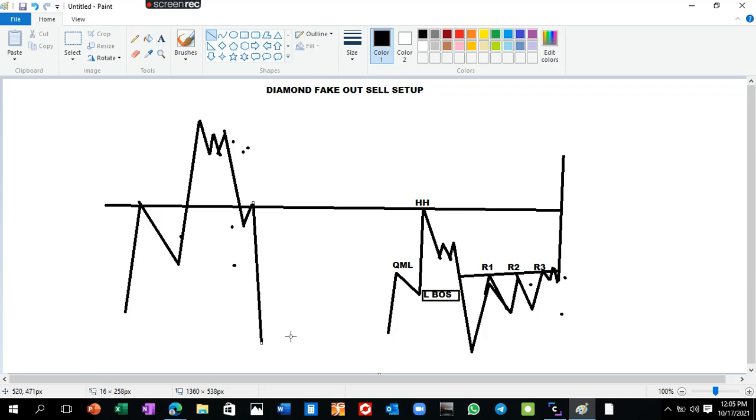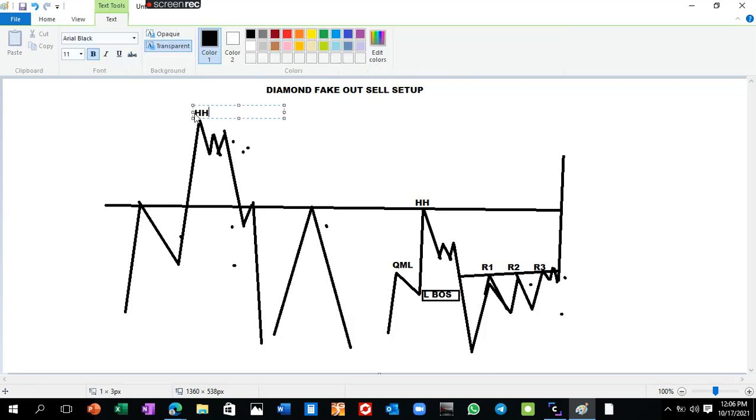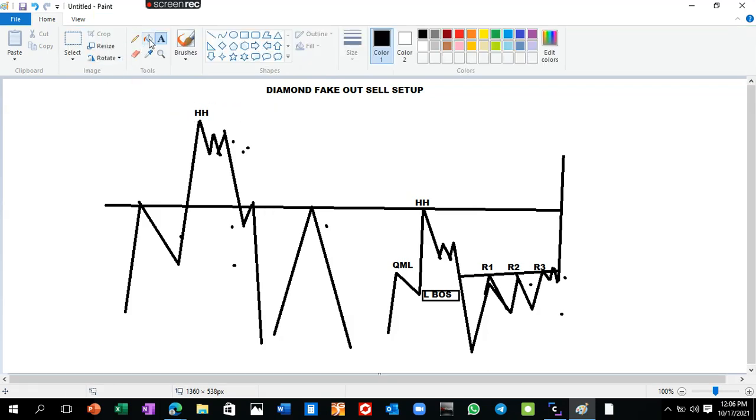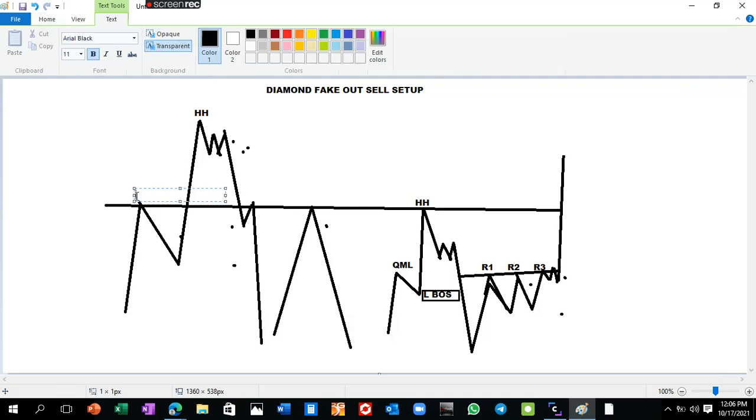Okay, so this would have happened in the past, and then sometimes you actually see price coming back to this level again and then being rejected further. Okay, let's do some labeling again. So this here is our higher high, and right here is our QML.